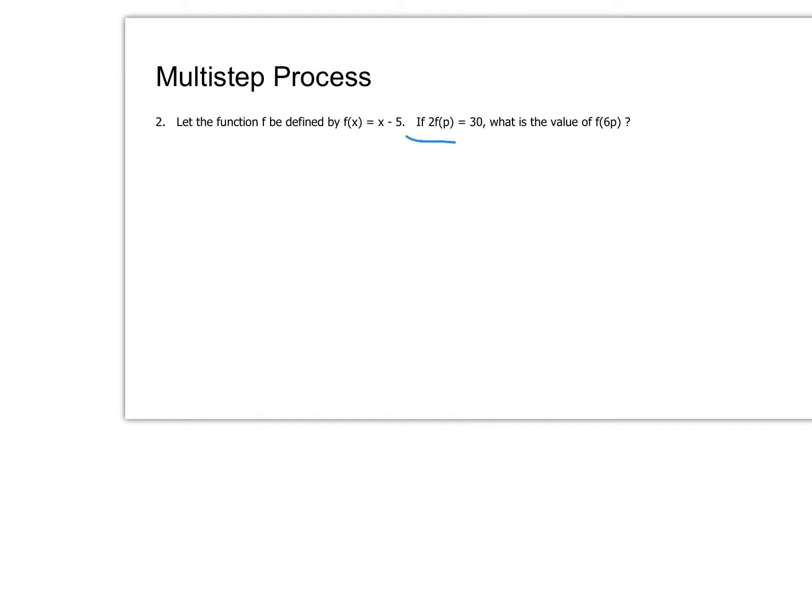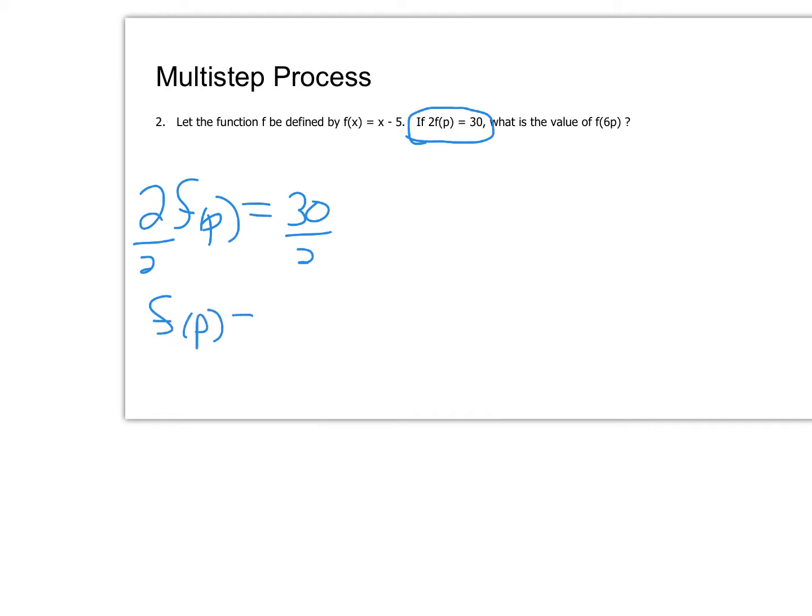Okay, so let's start. We're going to start with this one right here. We're going to state 2 times f of p is equal to 30. Now what we're going to do is divide by 2 because I want to get rid of that scalar multiplier here. So f of p is going to equal 15.